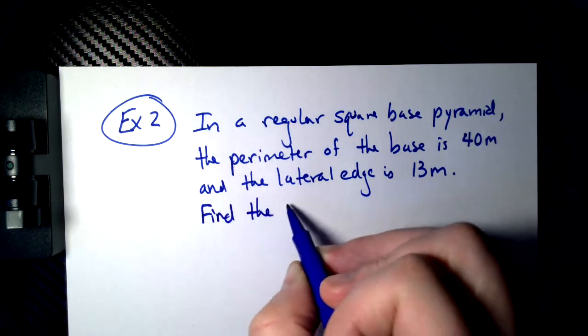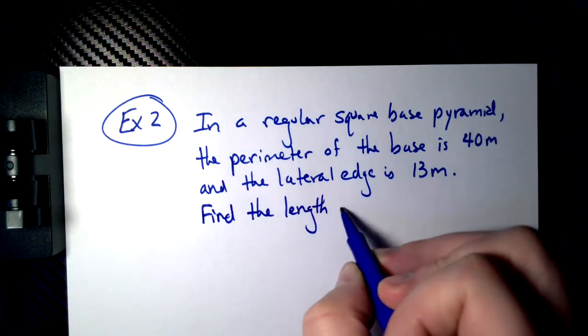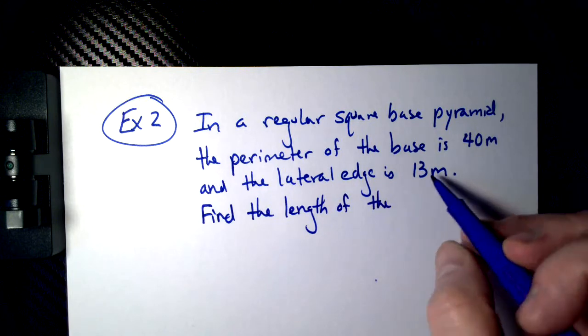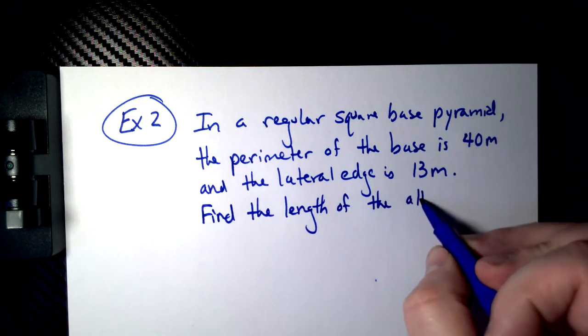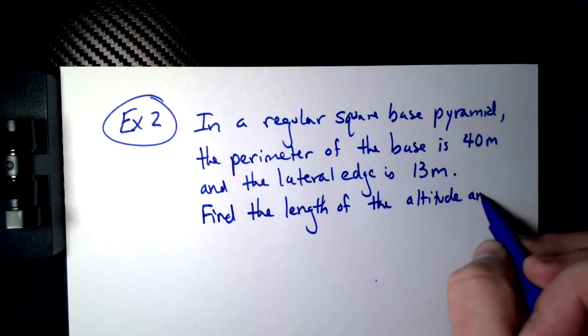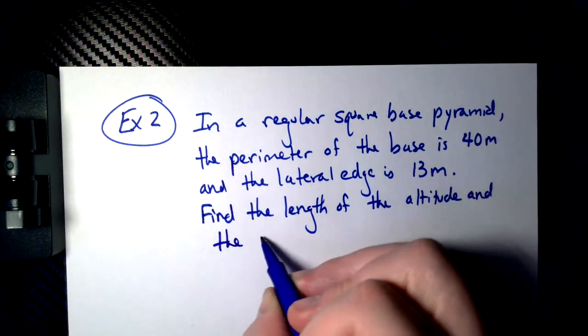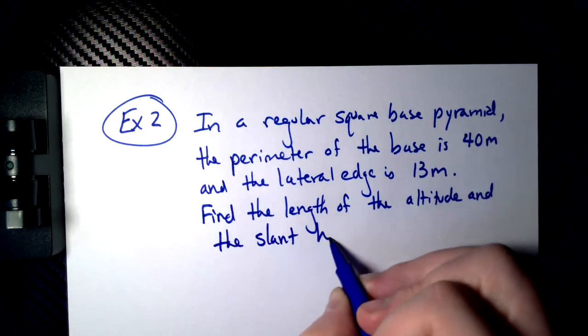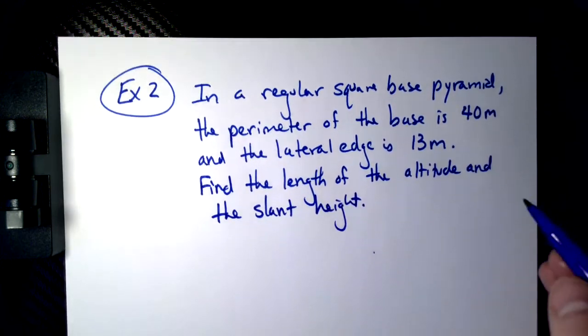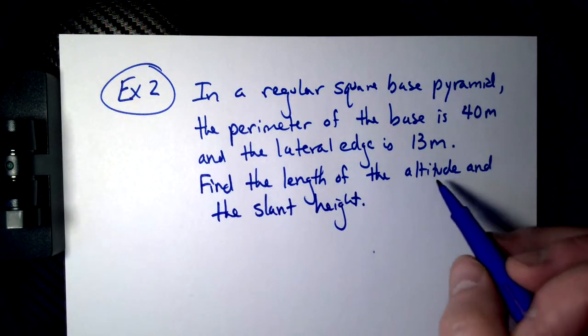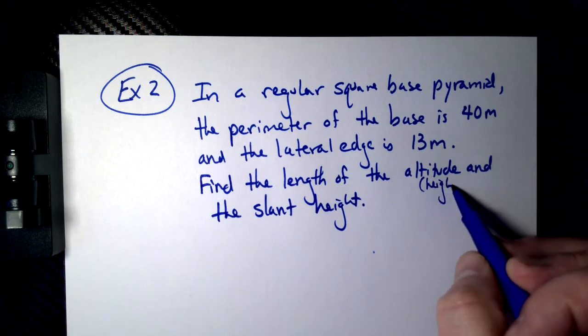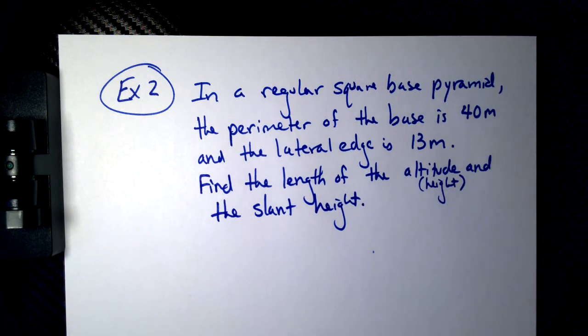Find the length of the altitude and the slant height. And by the way, some of your homework problems or test problems, instead of altitude, might say the height of the pyramid. When you go from the very top of the pyramid straight down to the middle inside the pyramid, that's also the height. Height and altitude are the same. Height and slant height are two different things.